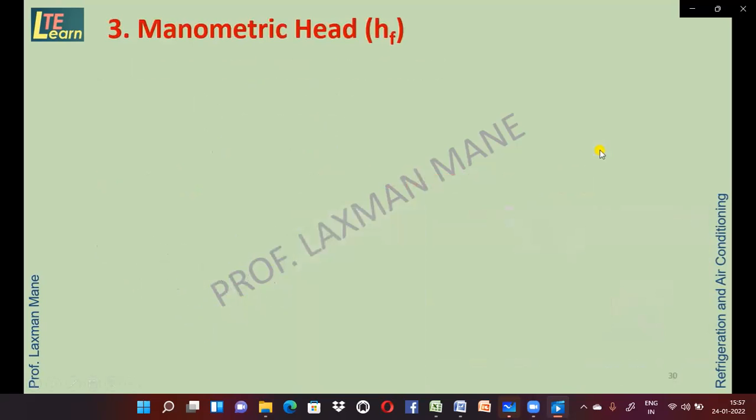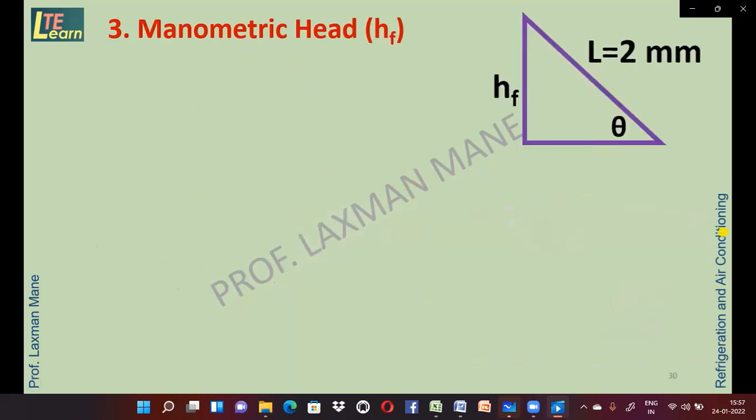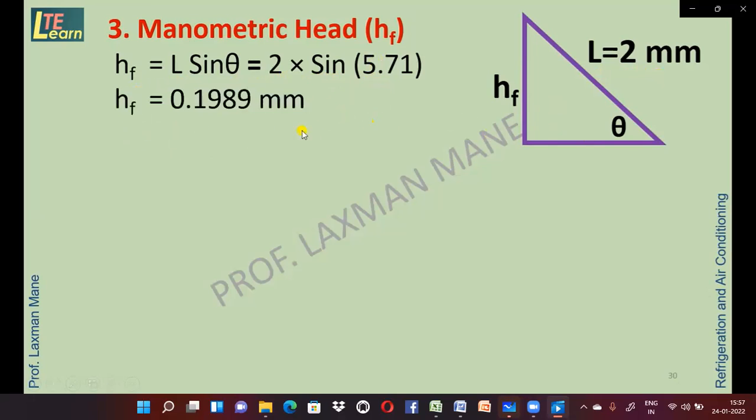Manometric head of fluid HF can be calculated by using this diagram. Here is HF, theta the angle, and L is the manometric fluid length from the observation table in mm. Let us take the sine ratio. So HF is equal to L sine theta, with the value of L in mm. Sine of theta is calculated, so find the value of HF in mm.